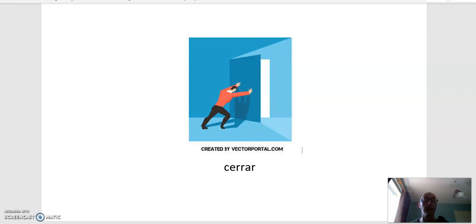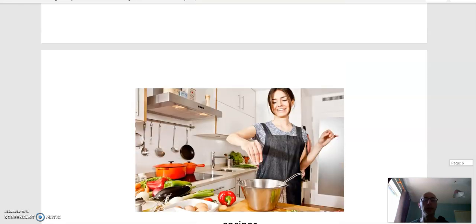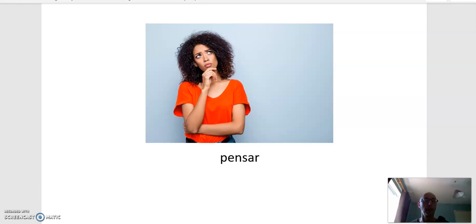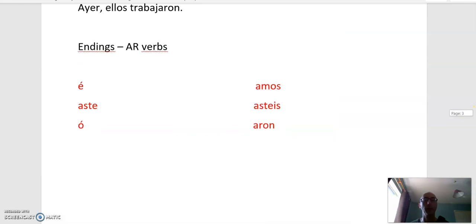So that's not too difficult. Take off the AR, put on the E accent. That's all we do for the past tense. That's in the first person for AR verbs. Let's practice the third person very quickly with some of the verbs.